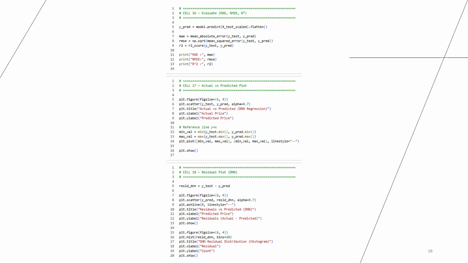Next, we visualize the distribution of the residuals using a histogram. This allows us to see whether the errors are roughly centered around zero and whether they follow a relatively symmetric distribution. Together, these evaluation steps provide a clear picture of how well the deep neural network performs on unseen data and help us assess whether the model's predictions are reliable for continuous outcome prediction tasks.